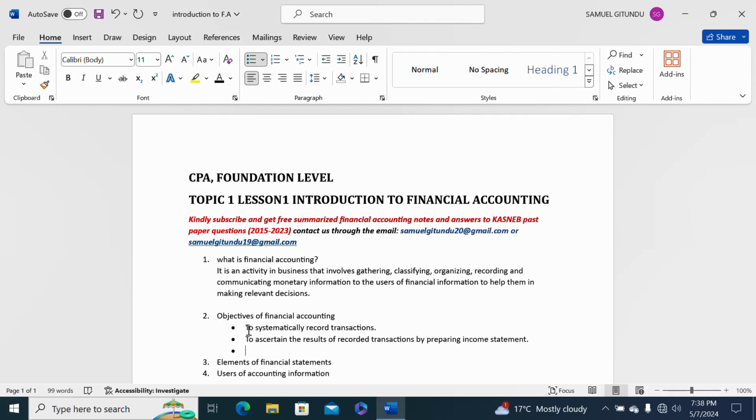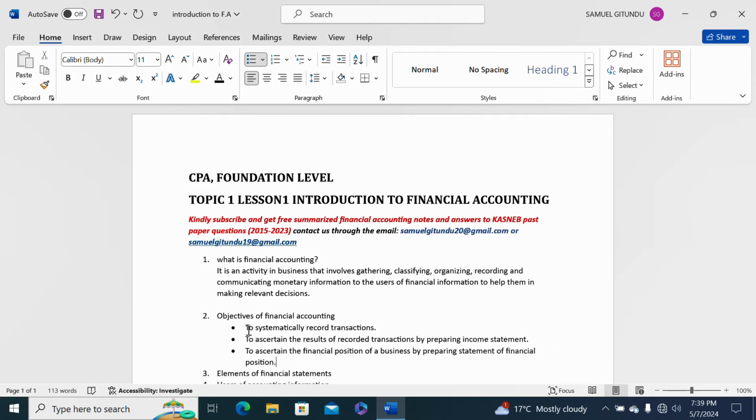The third objective is to ascertain the financial position of a business by preparing a statement of financial position. You want to know the financial position of a business.